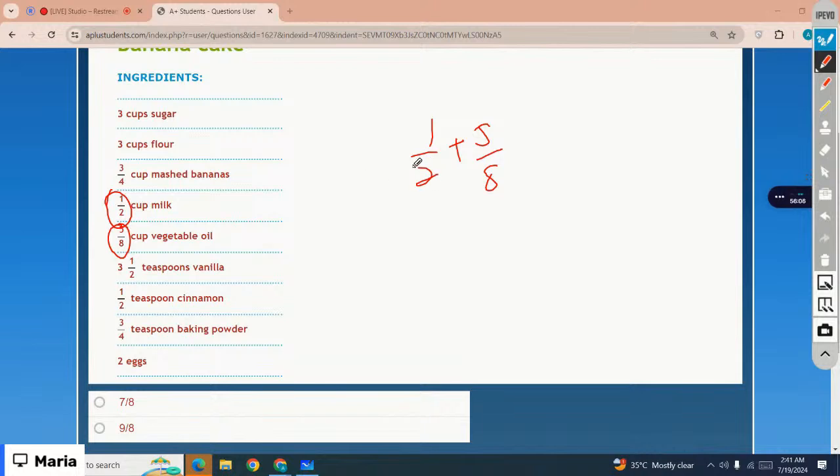Nine over 8 it is, right? You have to multiply it by 4 just to make the denominator same. So 4 over 8 plus 5 over 8. So 5 plus 4 makes 9. That is 9 over 8. The correct option is 9 over 8. Option number 2 is the correct option, not option number 1.